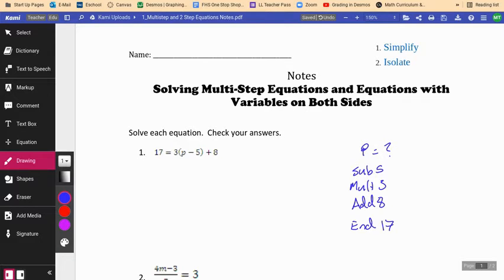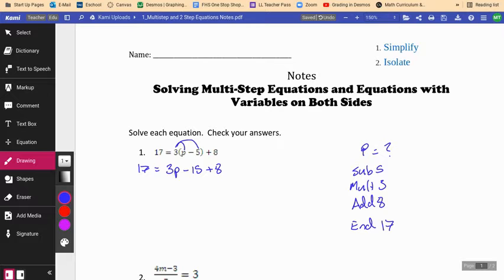So I'm going to do one thing first. Algebraically, how would I solve this? Can I simplify anything? Yes. I can solve this one of two ways. The first way, I can simplify by multiplying 3 to P and -5. That's just called the distributive property, right? So I would have 17 is equal to 3P minus 15 plus 8. So I could do it that way, right?